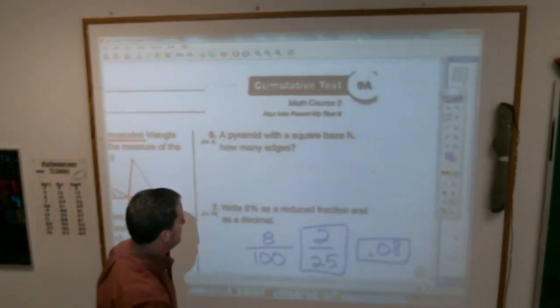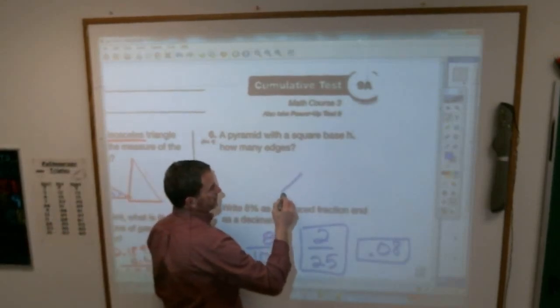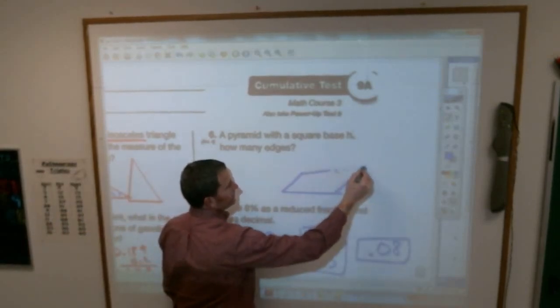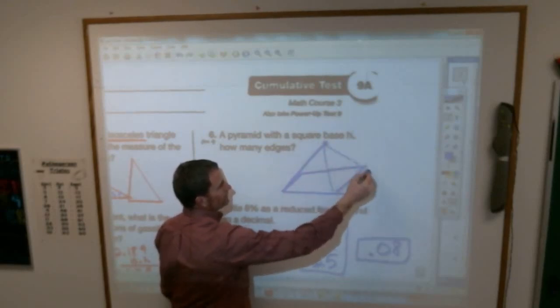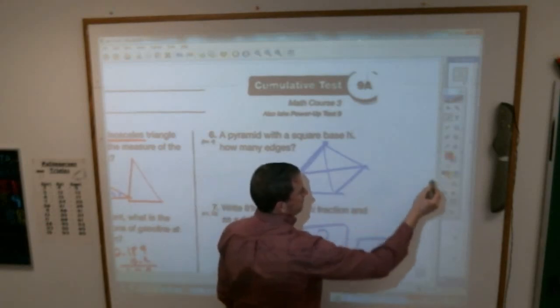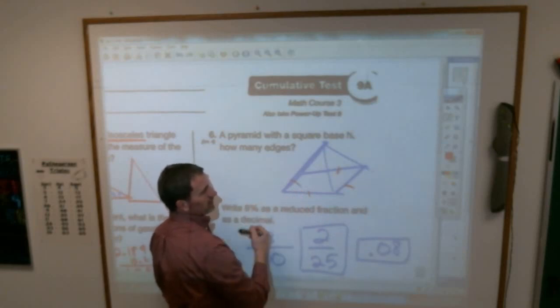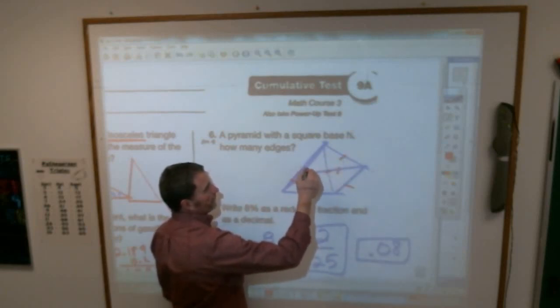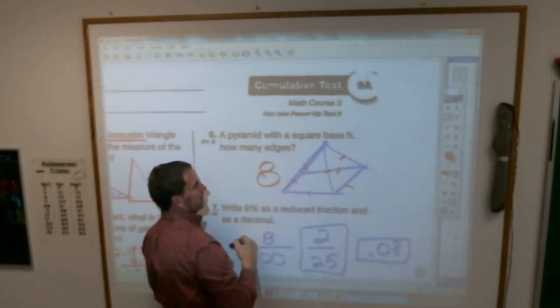A pyramid with a square base has how many edges? Easiest, just draw yourself a nice little square. Put a point down on top of it. Edges are placed where faces come together. Looks like we got 1, 2, 3, 4 that make up the base, and then 1, 2, 3, 4 that make up the ones going to the point. So I'm guessing that there's probably 8 or so.